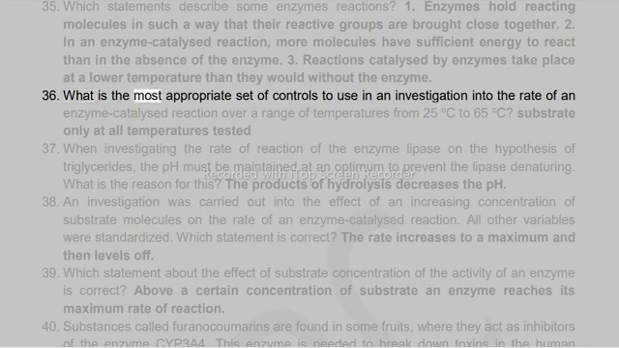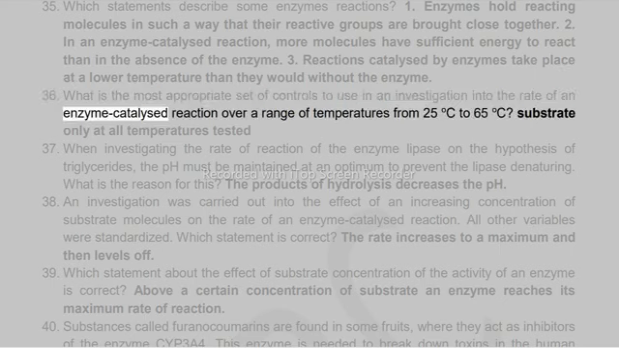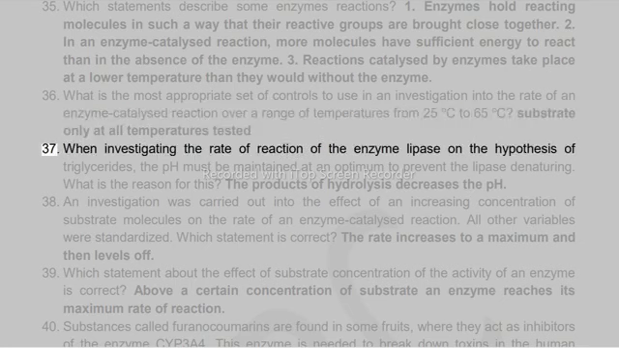36. What is the most appropriate set of controls to use in an investigation into the rate of an enzyme-catalyzed reaction over a range of temperatures from 25 °C to 65 °C? Substrate only at all temperatures tested. 37.